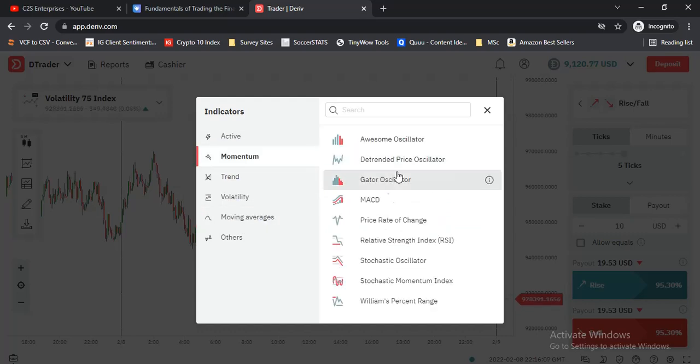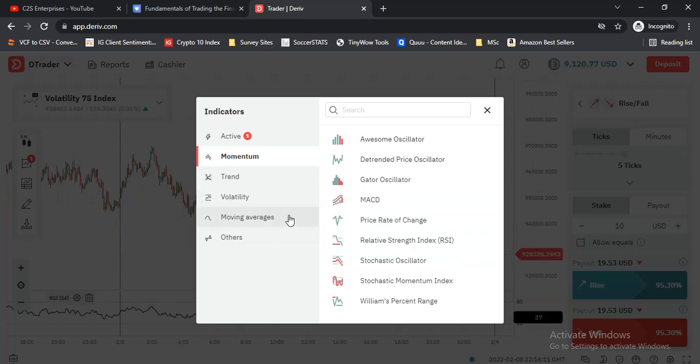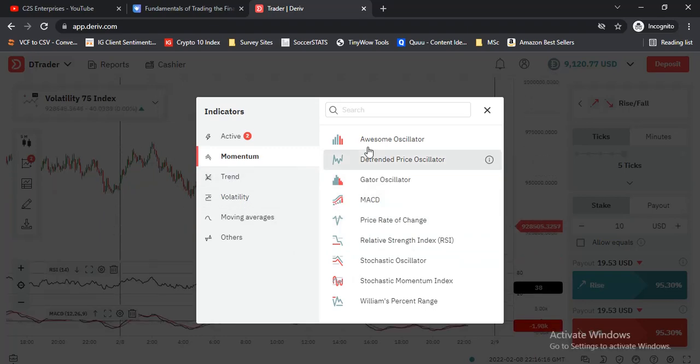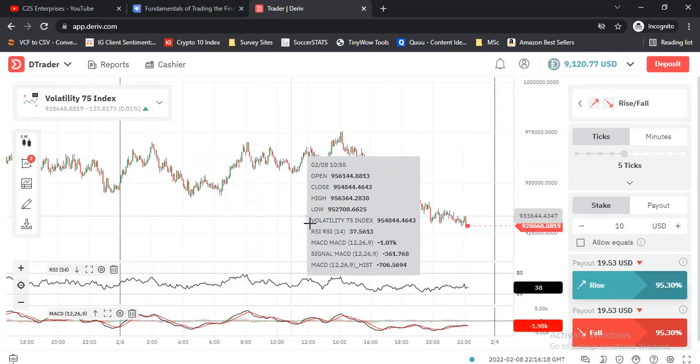What I like doing is we're going to choose the relative strength index. And then another indicator we use is the MACD. So these are pretty much the two indicators we use. Now there you have it.